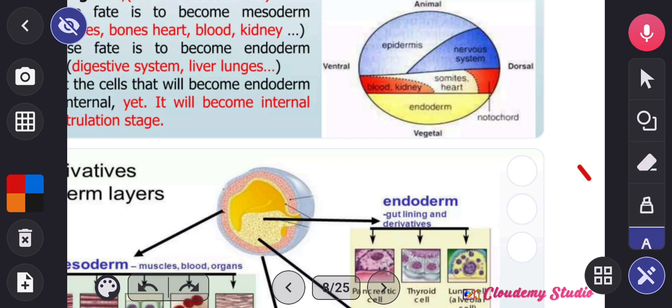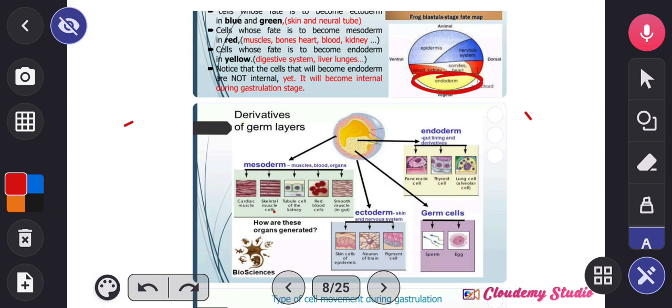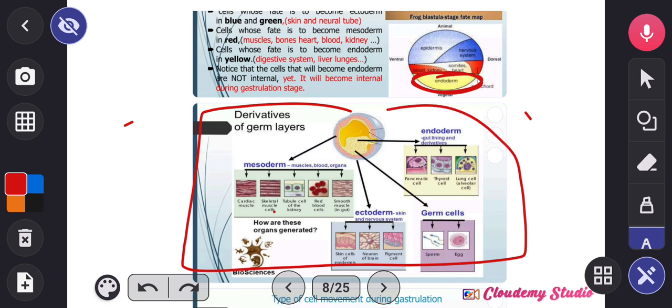That is basically what a fate map is, because during blastulation we don't know the fate of this particular cell yet. But during gastrulation we have already determined that these cells that are here will be the ones going to the endoderm. We have already known that. And during gastrulation, we are going to see how they will actually move into the inner layer, called the endodermal layer. So these are showing the derivatives of the germ layers, which we have actually talked about before.